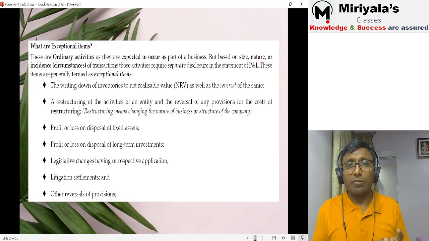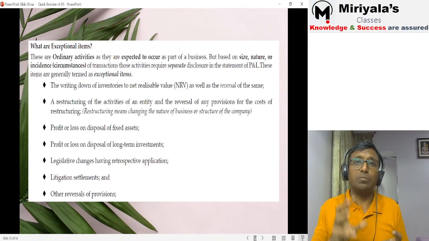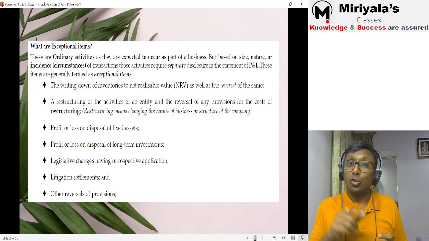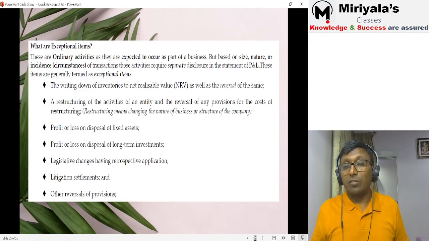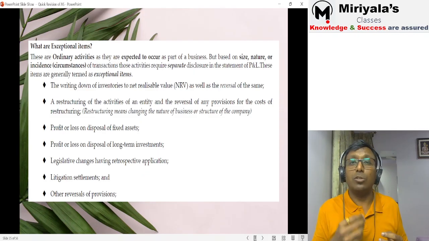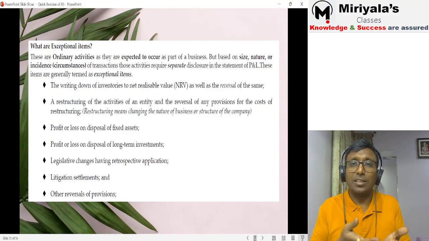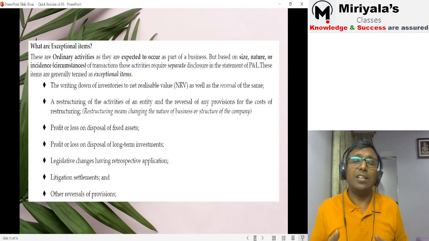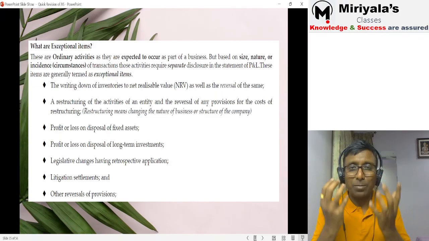Writing down of inventory to NRV, if it is a huge amount, that is important. One of the clients was arguing. So you have written down to NRV, how much is the amount? 20,000 rupees. He wanted to show it separately. I was about to say, you dash fellow. 20,000 is nothing. The company has 200 crores of sales, my dear. Where do you want to show that separately? So you should apply basic sense.